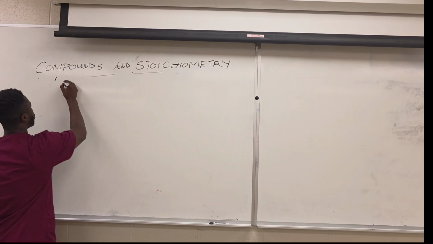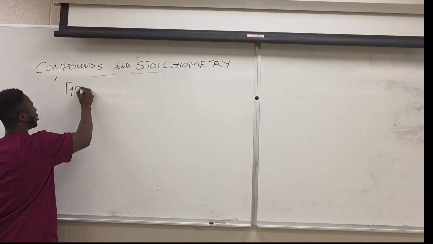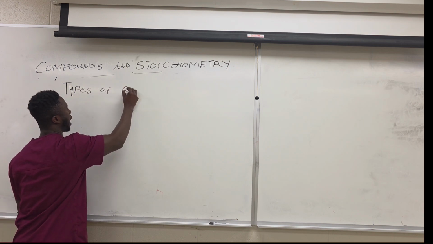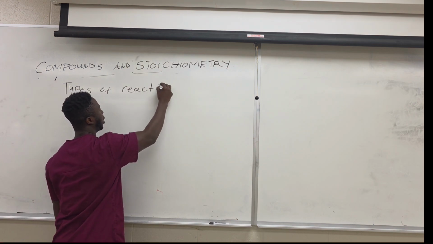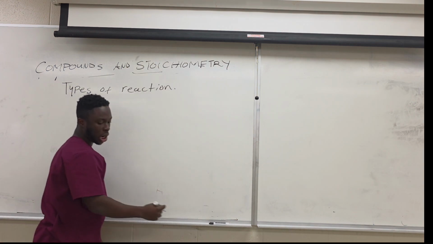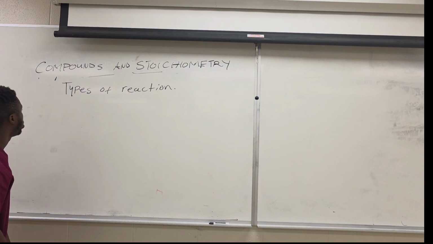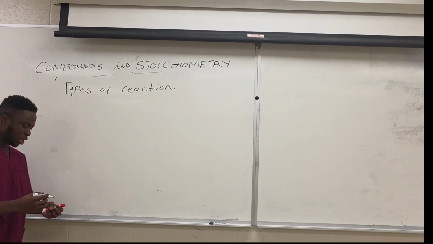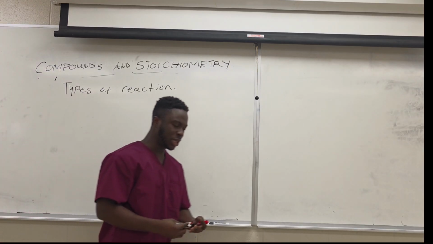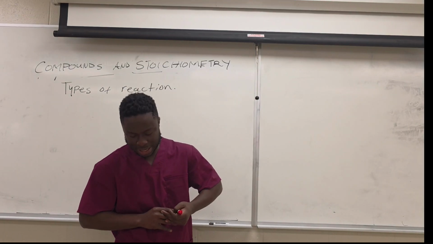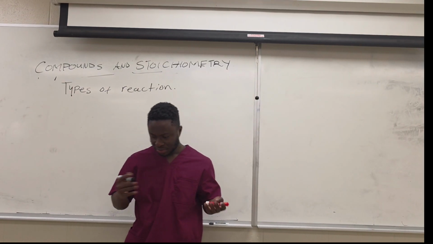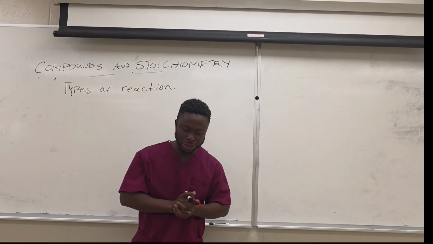Woo! So let's go on to the types of reaction. And this would be the types of reaction. After that, if we have time, we'll go through balancing chemical equations. If not, we will just end here. So there are various ways in which molecules react with each other, right? Those are called the types of reactions.